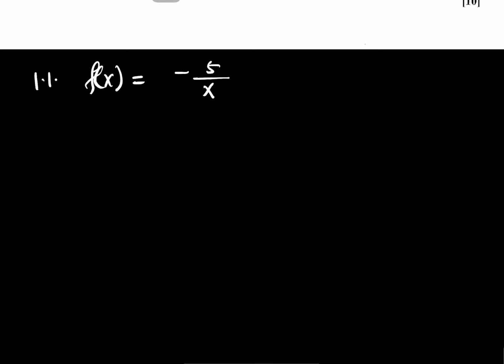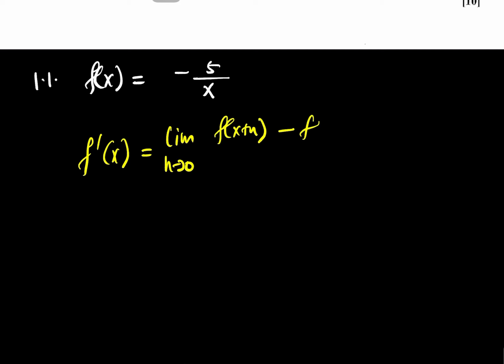If they say the first principle, you have to pick up the formula at the back of your question paper, and that is f prime of x equals the limit as h tends to 0 of what? Of f of x plus h minus the function itself, that is f of x. You divide this by h. I think by now you guys know the formula or you're familiarized with the formula.